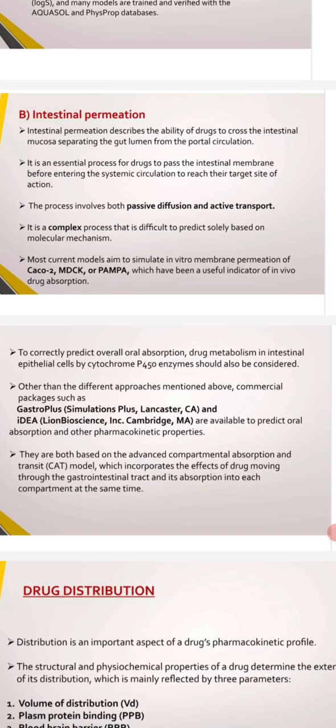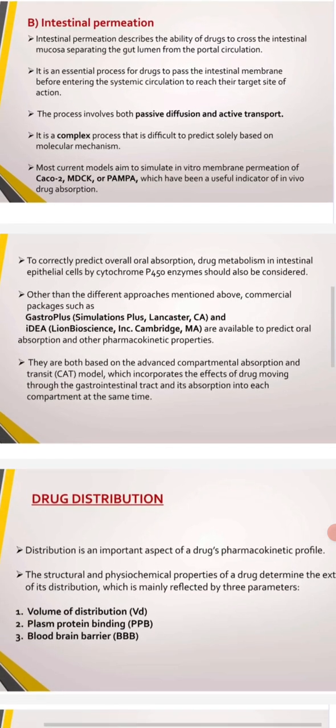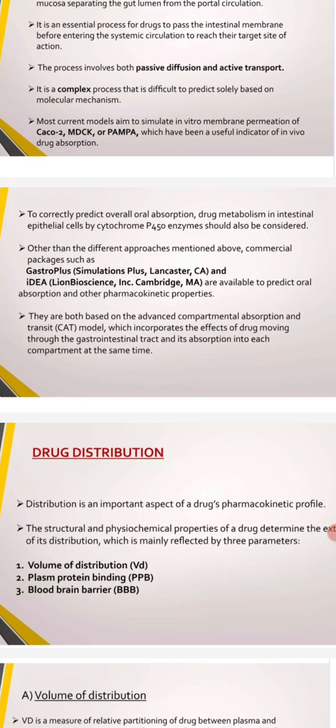To correctly predict overall oral absorption, drug metabolism in intestinal epithelial cells by cytochrome P450 enzymes should also be considered. Other than the different approaches mentioned above, commercial packages such as GastroPlus, Simulations Plus, Lancaster CA, and ADMET Predictor, are available to predict oral absorption and other pharmacokinetic properties. They are both based on the advanced compartmental absorption and transit (CAT) model, which incorporates the effects of drug moving through the gastrointestinal tract and its absorption into each compartment at the same time.